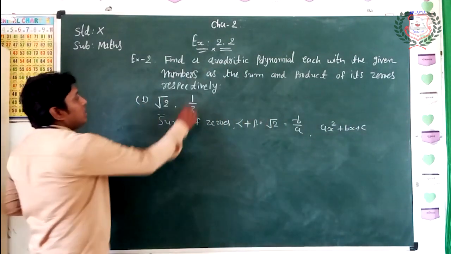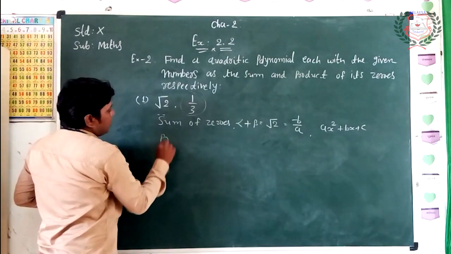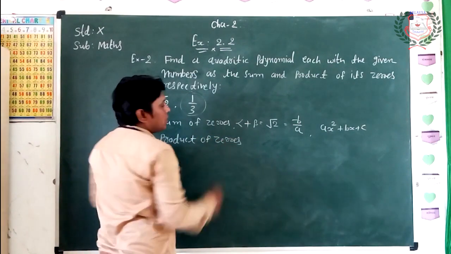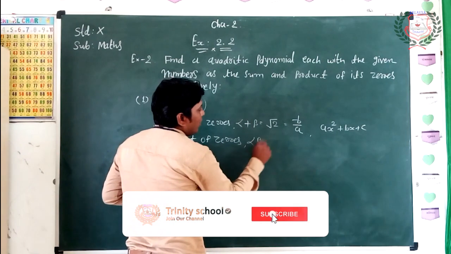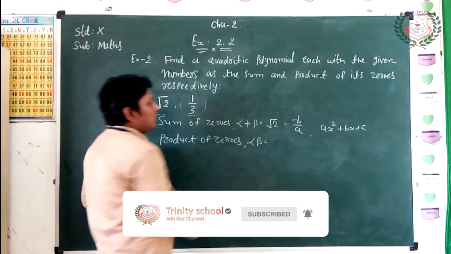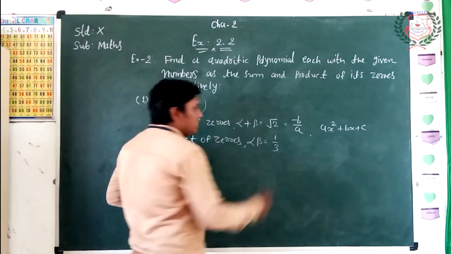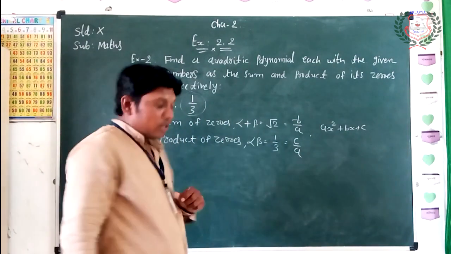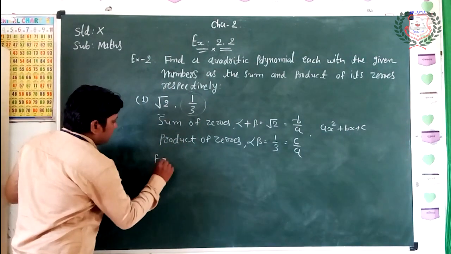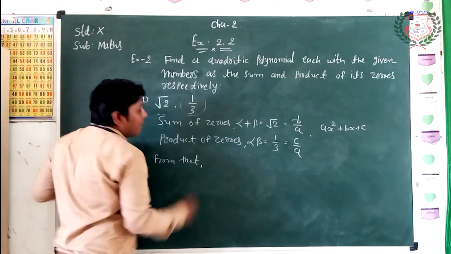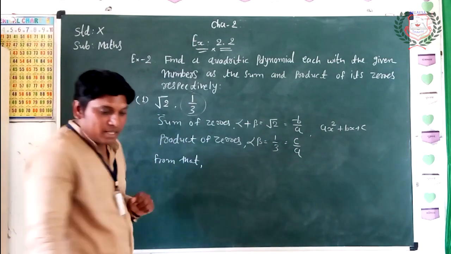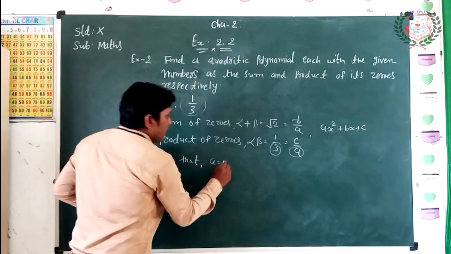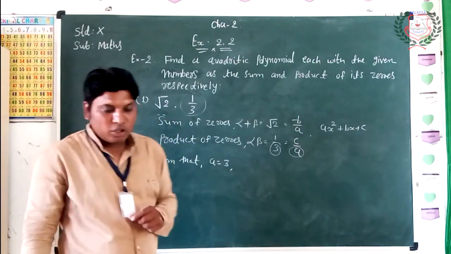Second, the product of zeros is also given. That means alpha into beta is 1 upon 3, that means c upon a is given here. So from that we can consider the values of a, b and c. We have to compare. A is equal to 3.